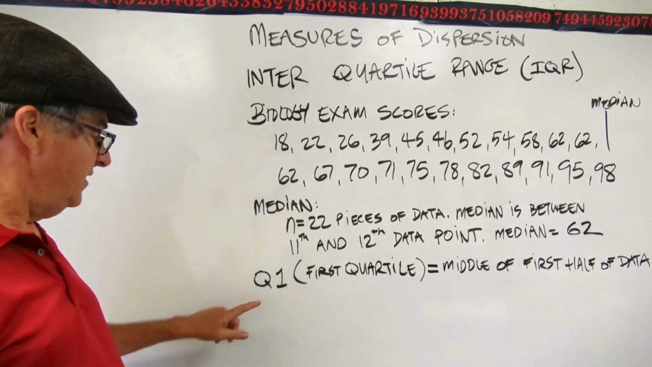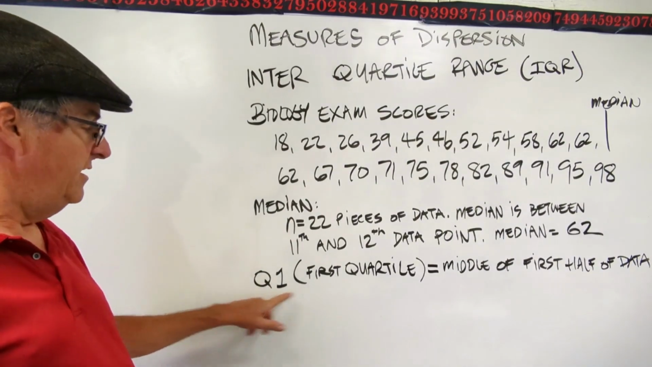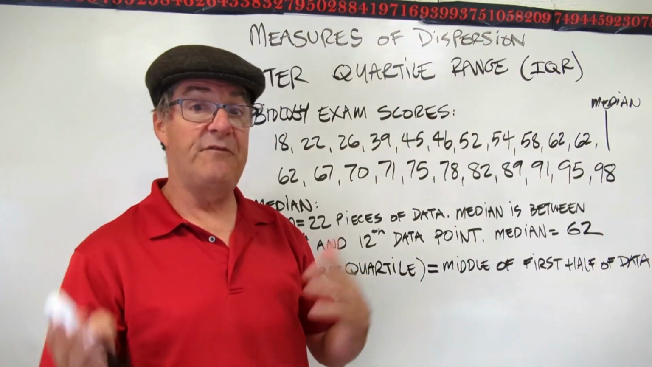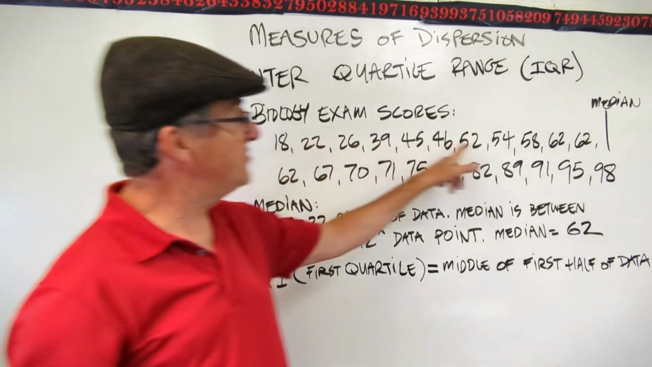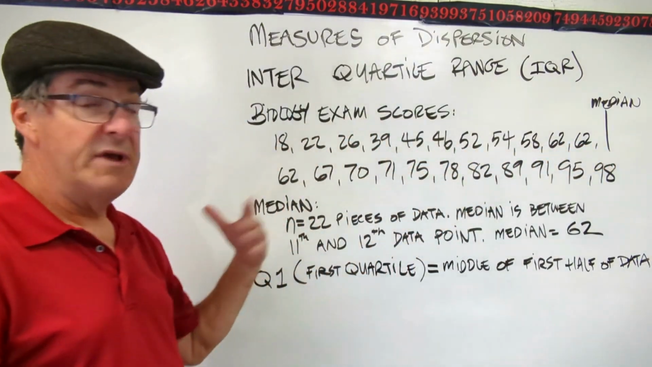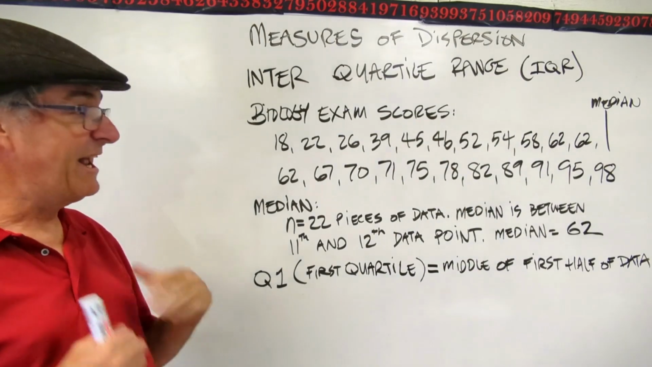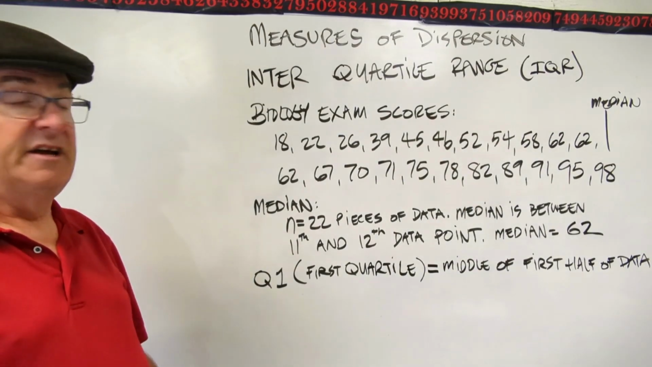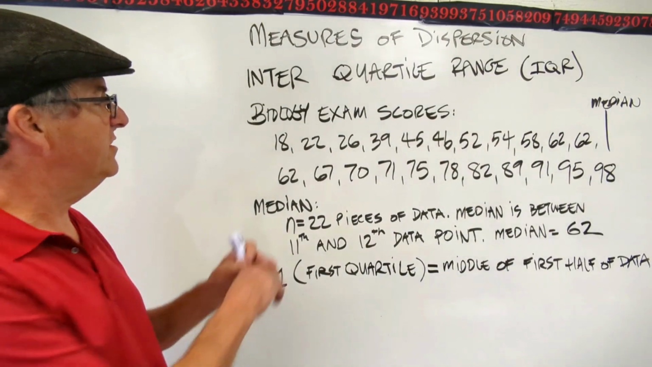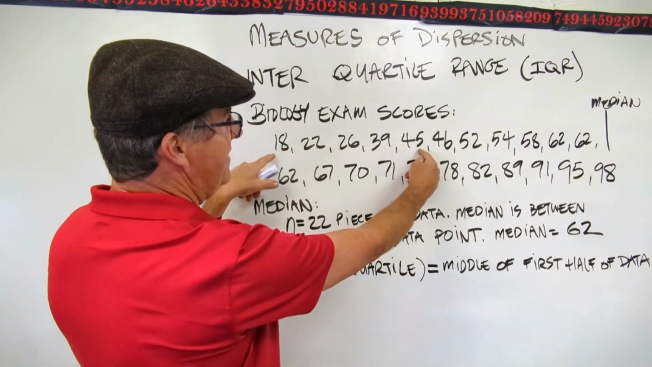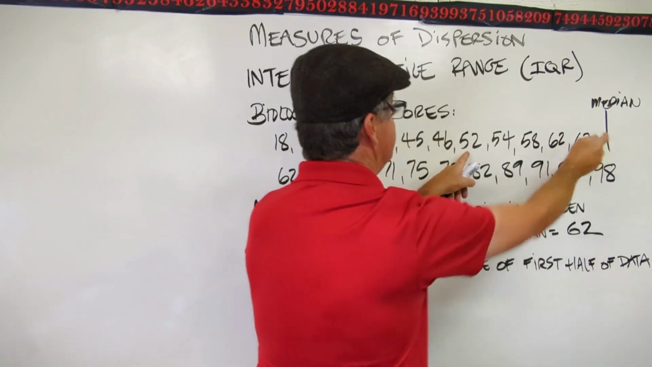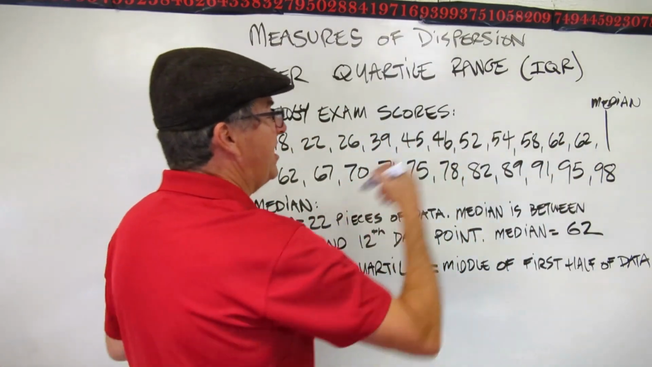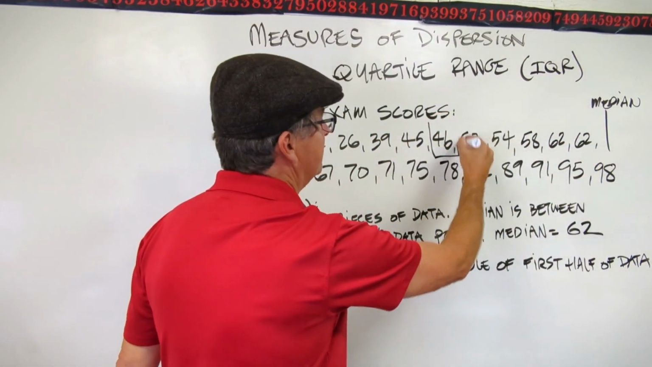So first off, let's figure out the first quartile. This is the middle of the first half of the data. So we can look at this. We have 11 terms right here. So we have an odd number of terms, which means we're going to get a middle term in here. Now, you could just look at this and go, well, let's see. I have 5 here to get to 45, and then I have 5 here to get the rest of the way up to 62. So my first quartile is going to be the 46 right there.